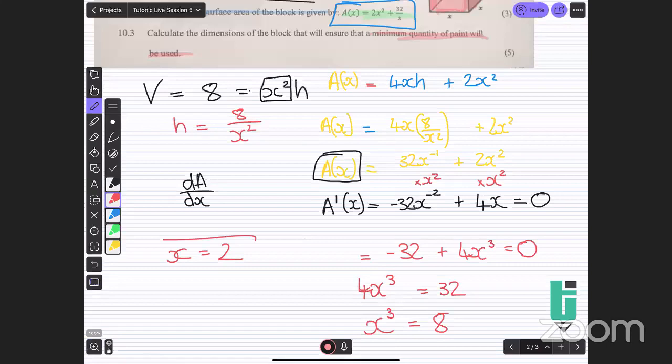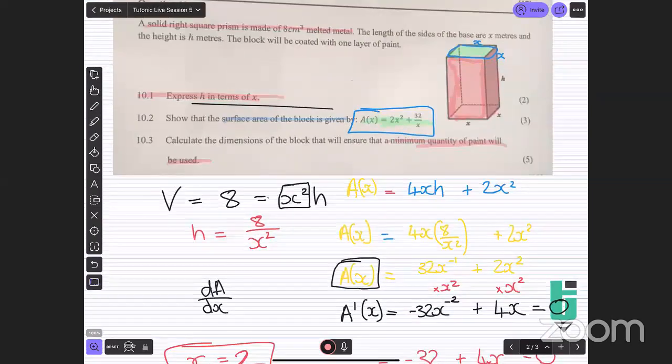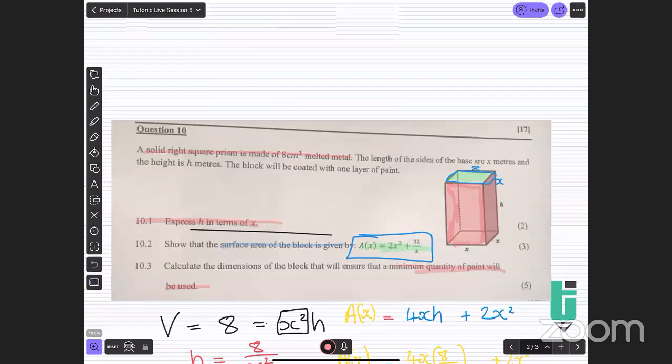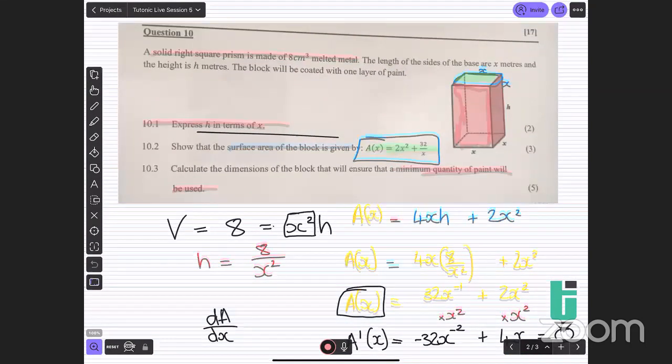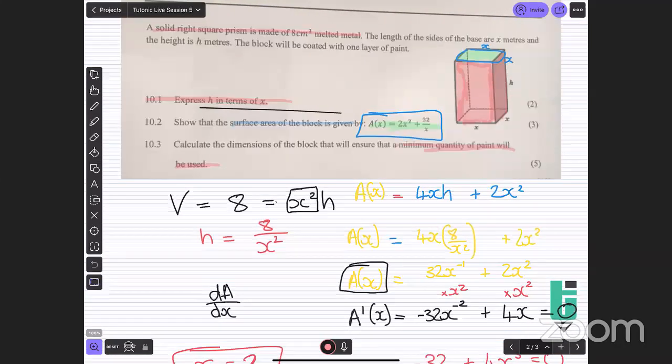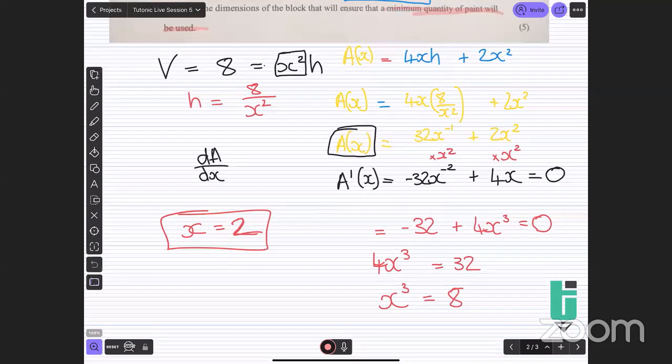Okay, so is this the minimum quantity of paint? Is 2 the minimum? No. You need to sub the x value into the original equation. Great. Okay, but that's not what the question's asking you. So you guys don't have to do that. But you guys appreciate that if they asked what's the minimum amount of paint, you would have to? You'd have to sub that in.